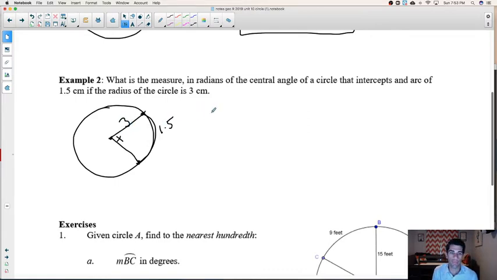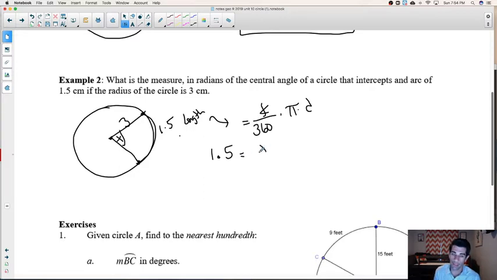So there you go. Now this again is a length. We're talking about an angle, so we're going to use that same formula I used up above. So the angle divided by 360, that's my length, pi times diameter. So now the length here is 1.5, so they're really giving you the answer to this formula. X over 360 times pi times 6, because that number was 3.